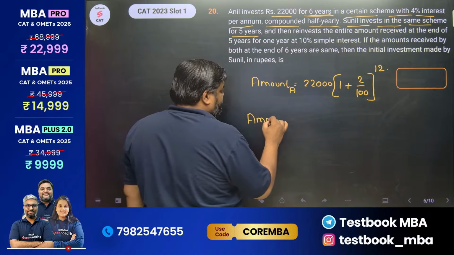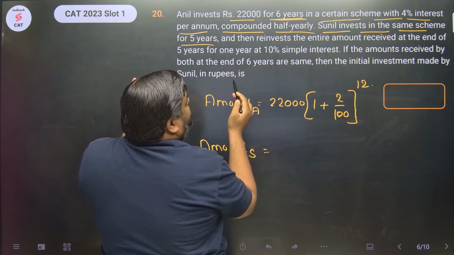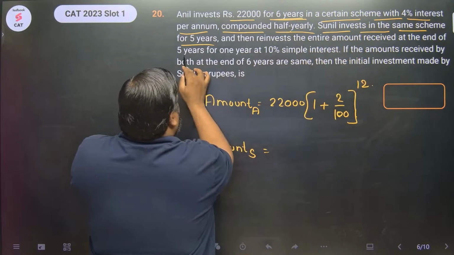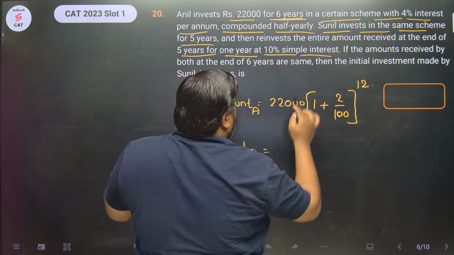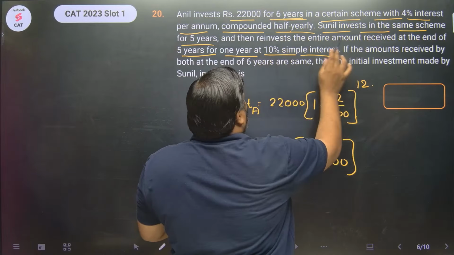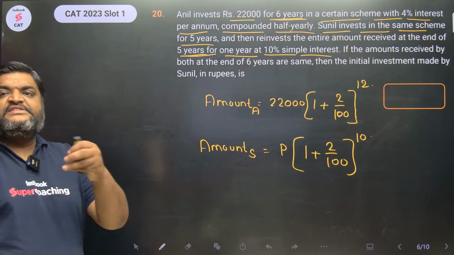So in Sunil's case, what is the amount? Sunil invests in the same scheme for 5 years, and how much amount? The amount is not given. Sunil invests in the same scheme for 5 years and then reinvests the entire amount received at the end of 5 years for 1 year at 10% simple interest. So in Sunil's case the principal is not given, so let's say P is the principal. The scheme is the same, so 1 + 2/100, but instead of 6 years he is investing it for 5 years, compounded half yearly, so you will take 10, right? This is the amount.